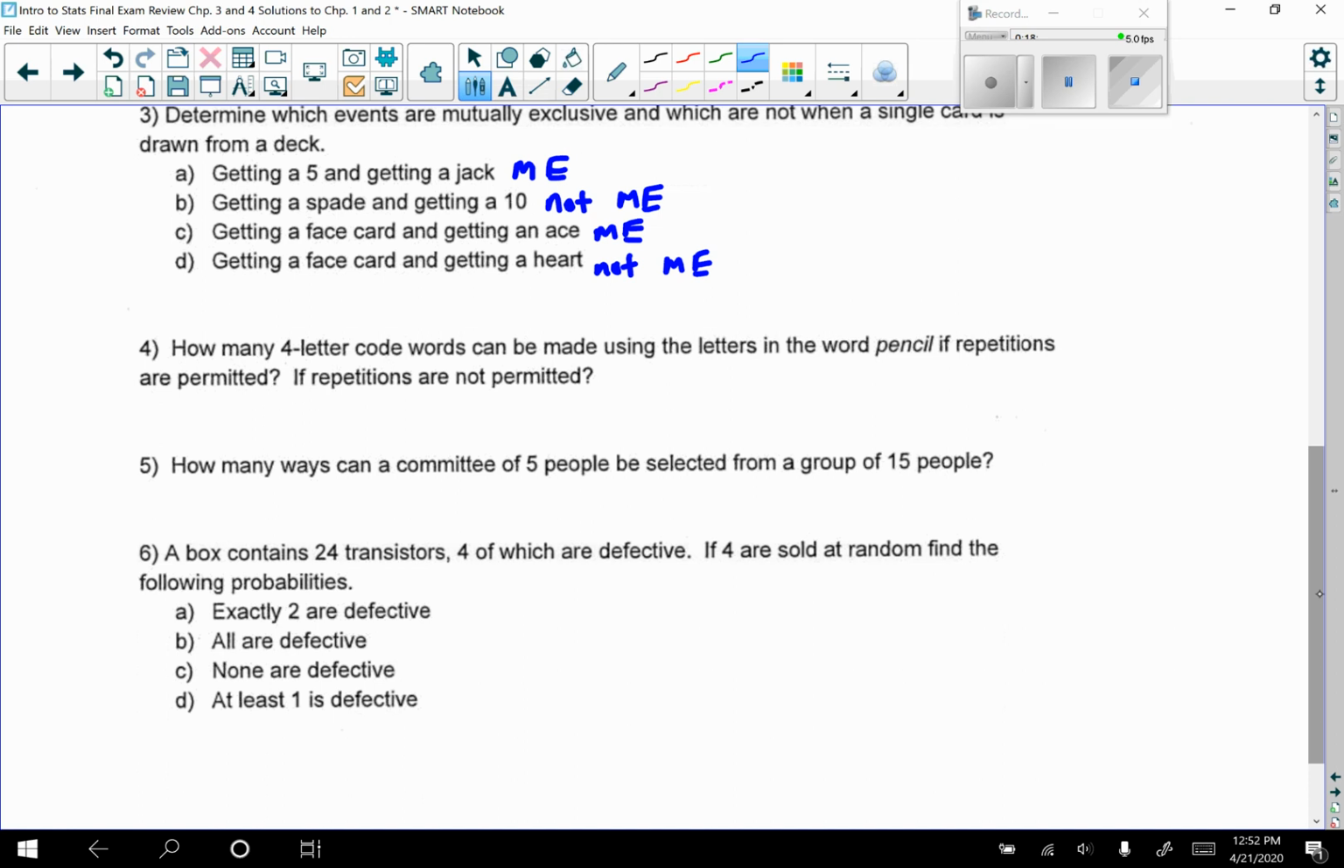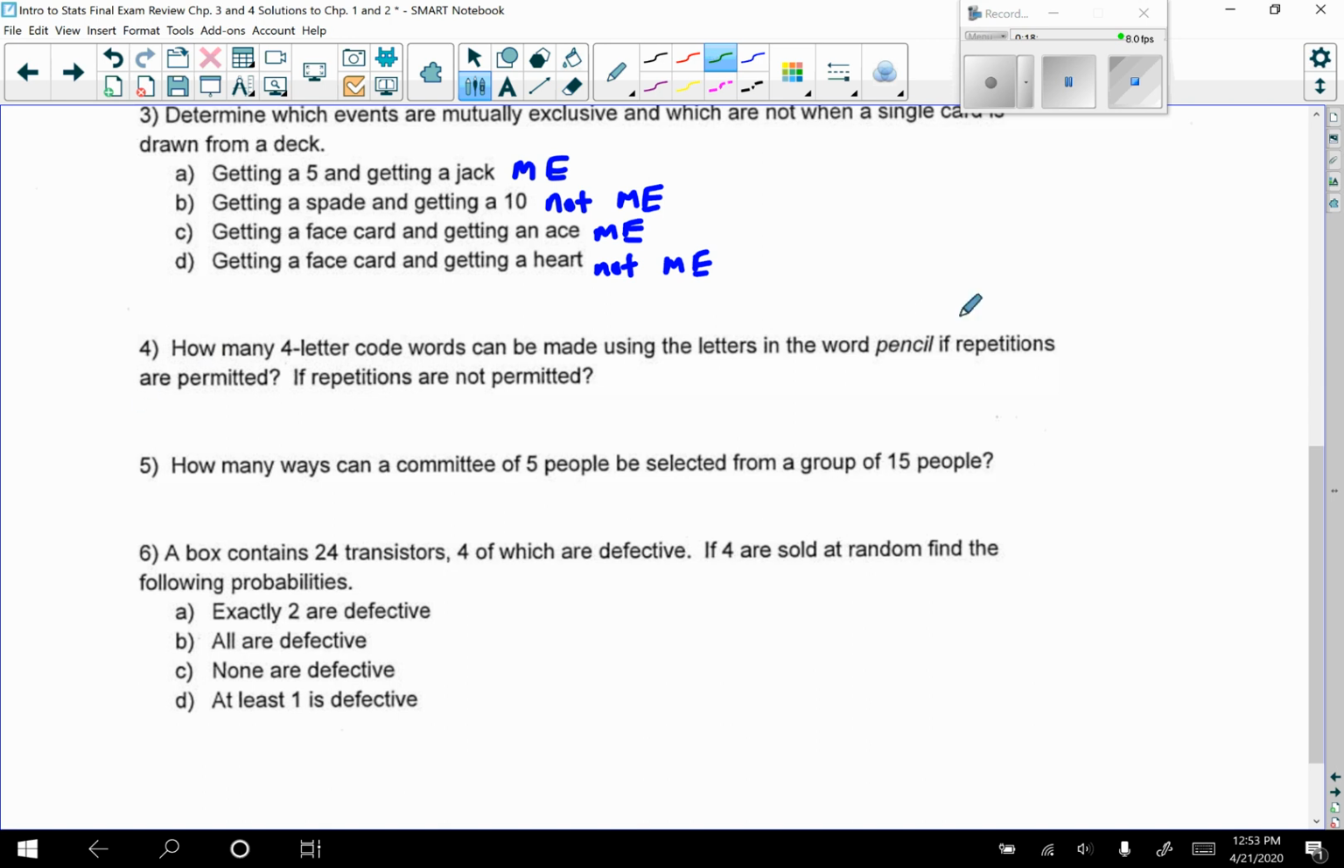Again, on the final exam, I'm not looking to get too tricky, or tricky at all, with these problems. I just want to get a nice idea that you guys have a solid understanding of the material that we covered in its simplest type of questions. All right, so question 4. How many 4-letter code words can be made using the letters in the word pencil if repetitions are permitted, and then if they're not permitted?